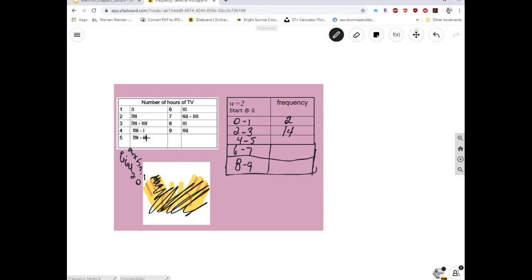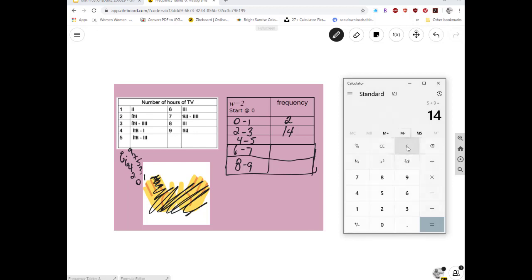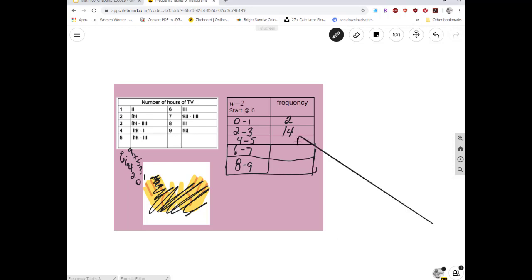For this next bin, 4 to 5, clear. And there are 6 people that watch TV 4 hours and 8 people that watch TV 5 hours. So together, that is, again, 14 people.